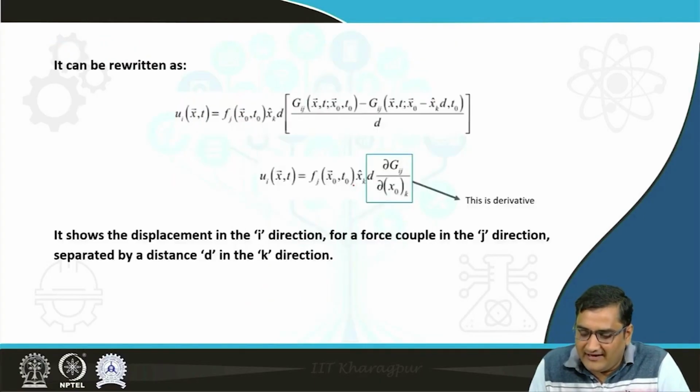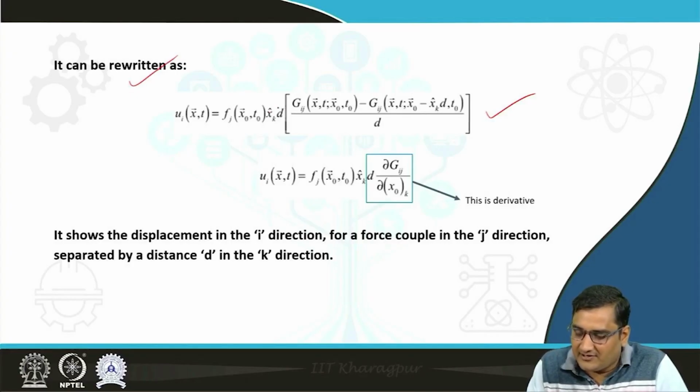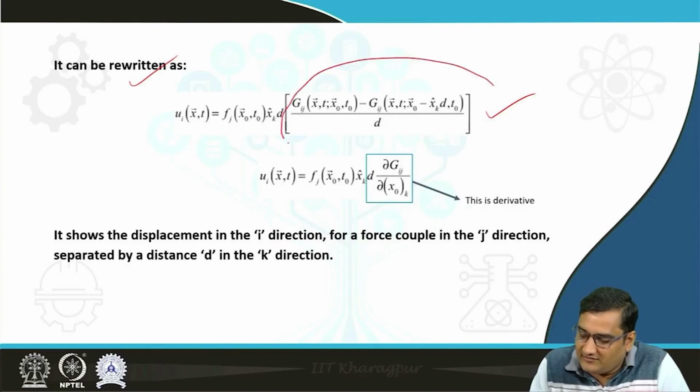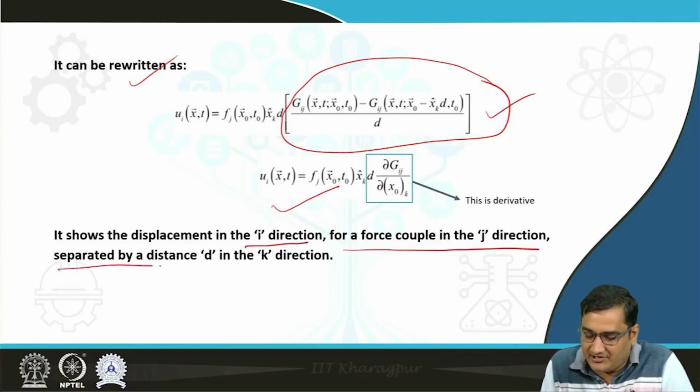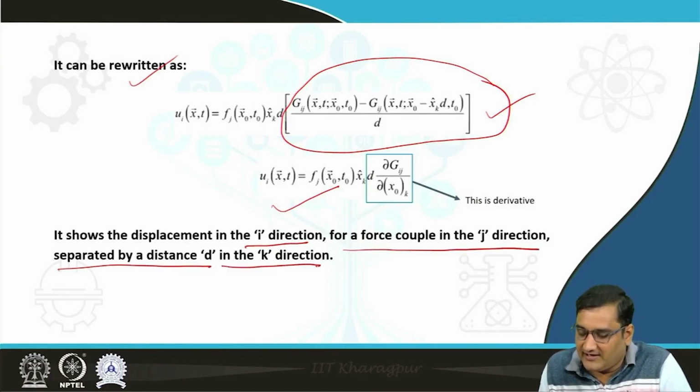You can rewrite this in this form by multiplying the d parameter onto the numerator and the denominator both. Then this will look like a derivative, and in the derivative form it will be something like this. So it basically shows the displacement in the i direction for a force couple in the j direction separated by a distance d in the k direction.